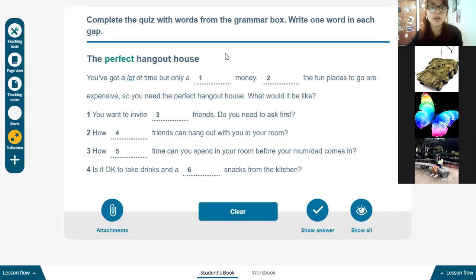So we're going to read a quiz and we need to complete it with the correct word. We have to choose. We don't have options. We need to choose with all the options we've been seeing.